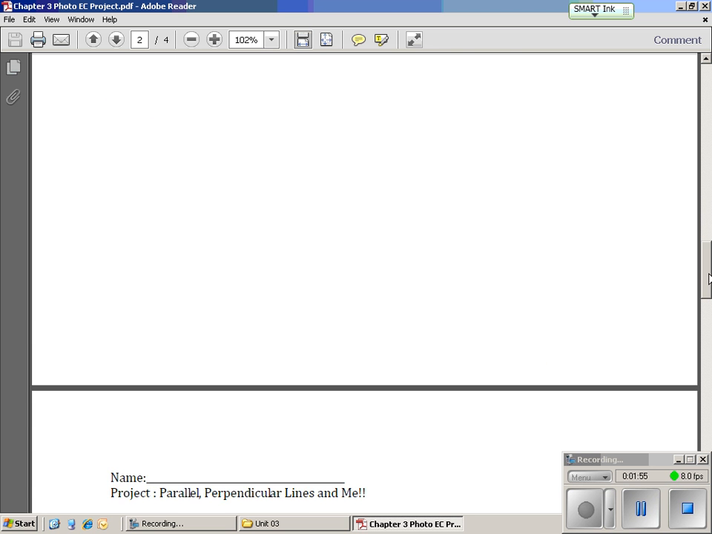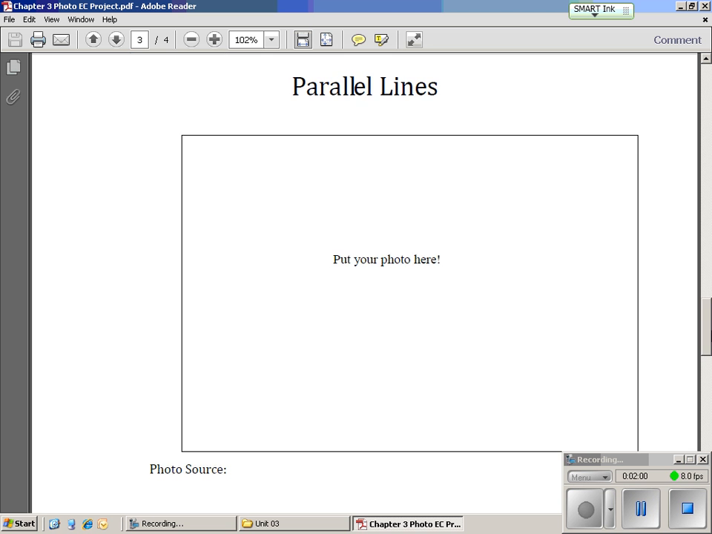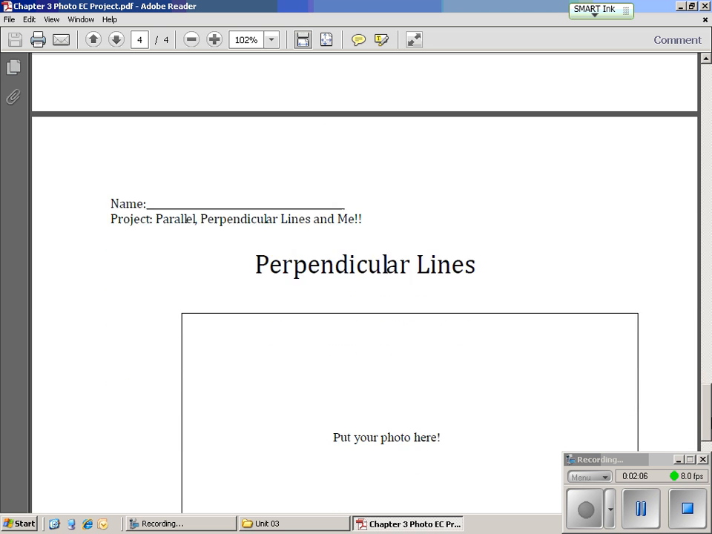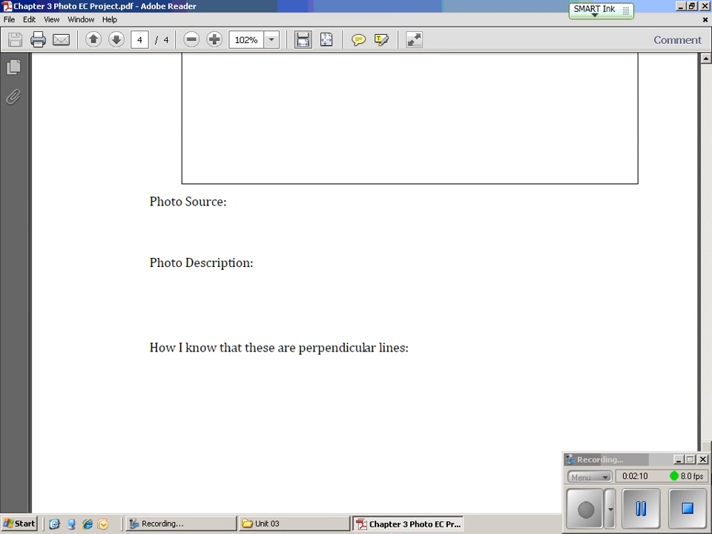Okay, now you can use this sheet if you want. So put your photo of parallel lines down here, your description and how you know that these lines are parallel, and also for perpendicular, the description and how you know these are perpendicular lines.